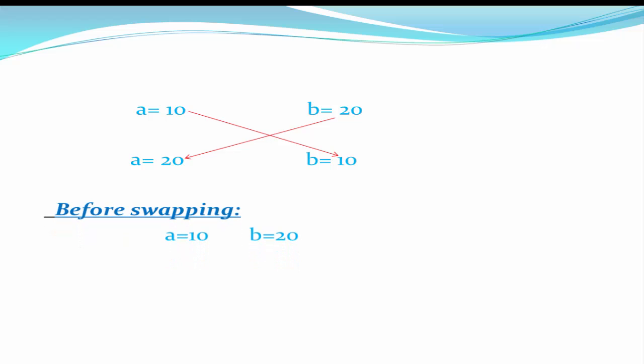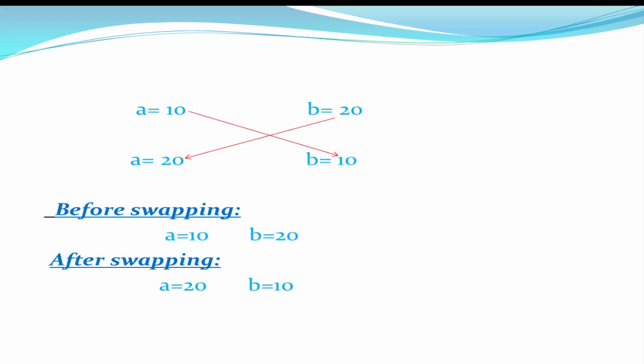Suppose you have two variables a and b, a containing 10 and b containing 20. If we swap these two variables, then after swapping a will contain b's value, that is 20, and b will contain a's value, that is 10. So before swapping a was containing 10 and b was containing 20, but after swapping a is containing 20 and b containing 10. Let's see how to do swap.